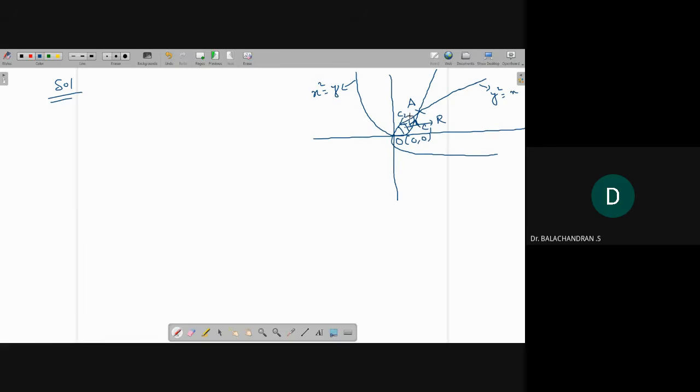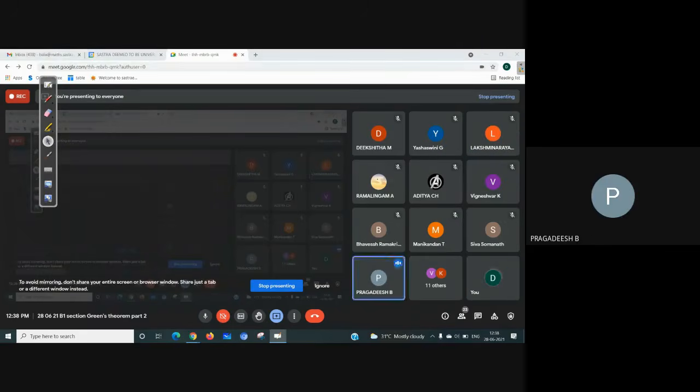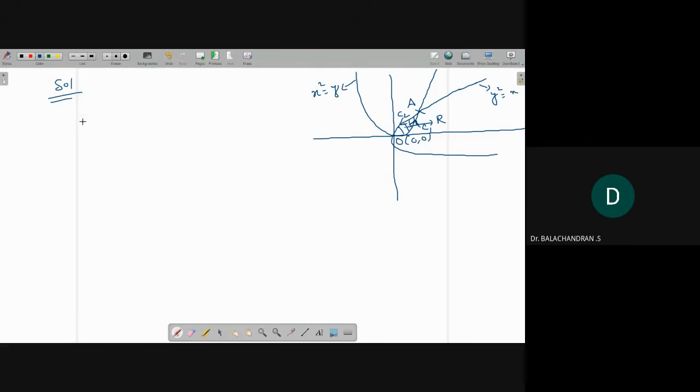What about the point A? 1, 1 is correct. Yes, correct, Krishnan. x is equal to y square, similarly we have y equal to x square. So we have these two, x is equal to y square, y equal to x square. So the intersection of the two.